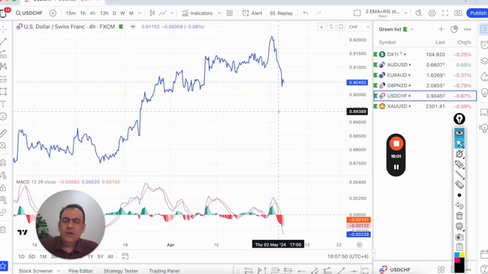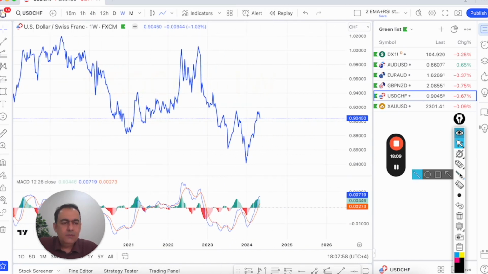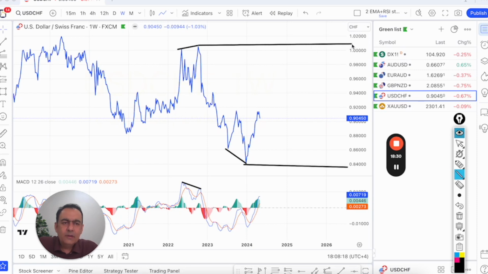Now, the next instrument I'm going to talk about is US dollar versus Swiss franc. I'll start from the weekly chart. Now here, based on the weekly time frame, if you notice, long time ago we got this higher high formation with a very strong bearish divergence. So the bearish moves started from this level and ended at this level, that is around 0.8400. It started around 1.01 and now we got bullish divergence here. So this is the full bearish cycle coming into play.